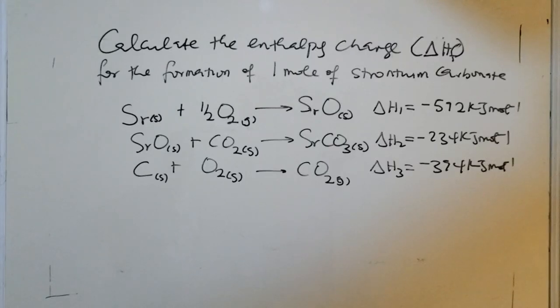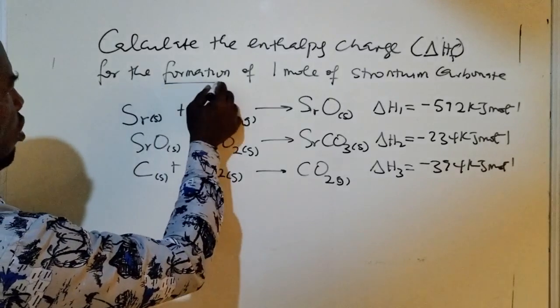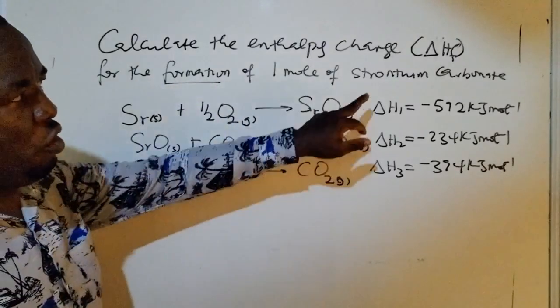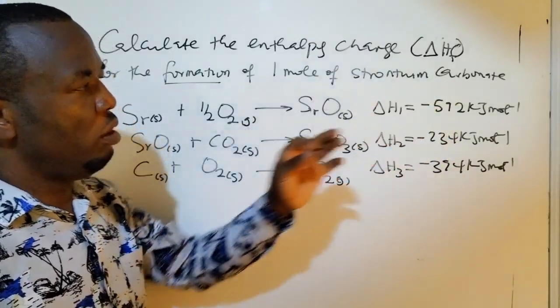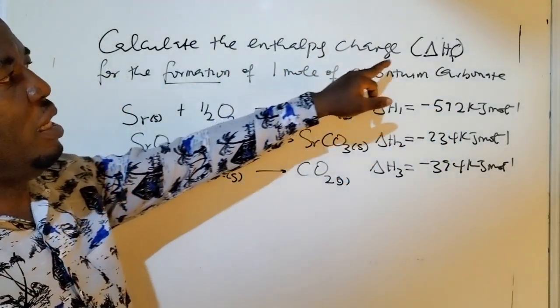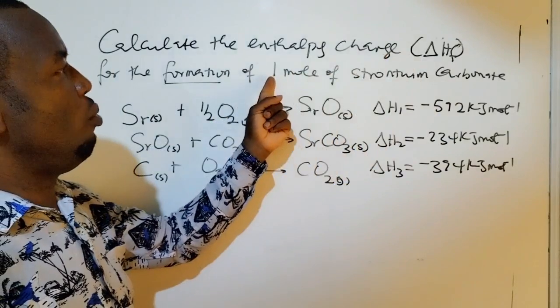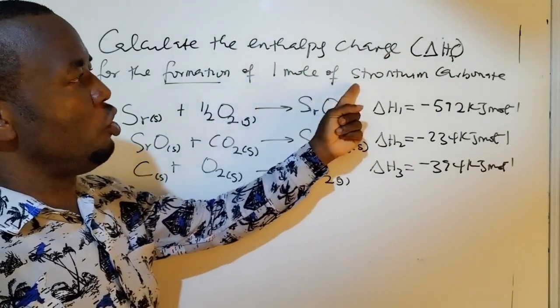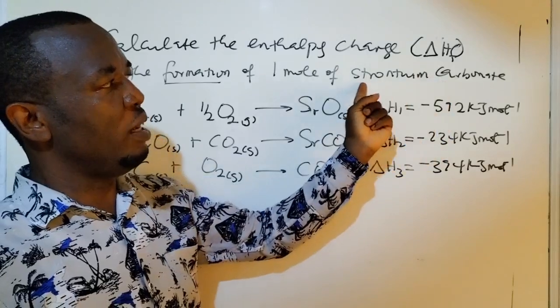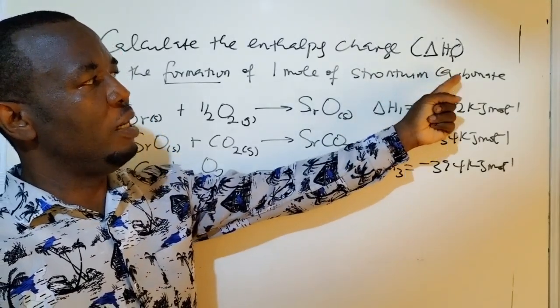So before we go on, we have to write the equation to show how to form strontium carbonate, 1 mole of strontium carbonate. So to form 1 mole of strontium carbonate, remember that formation has to do with forming a compound from the constituent elements. So the enthalpy of formation is the enthalpy change when 1 mole of a compound is formed from its constituent elements. The elements inside this compound are strontium, carbon, and oxygen.